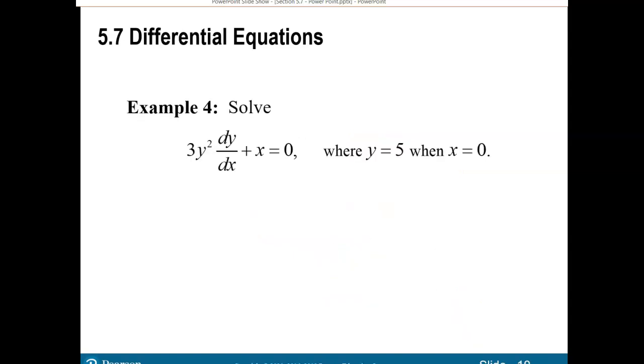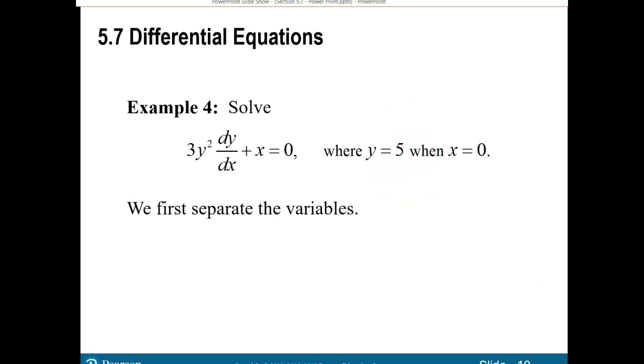All right, so here, let's try to solve 3y squared dy over dx, which is y prime. They've just already written it in that form for us, plus x equals 0, where y equals 5 when x equals 0. So we're going to wait for this stuff until a little bit later toward the end because we'll have to solve for our c with that, okay? So we'll come back to needing this stuff after we've done our separation process.